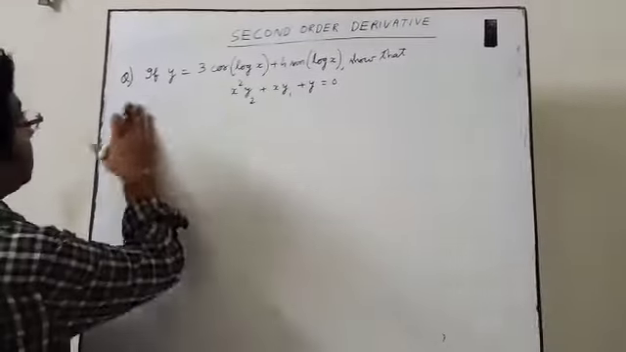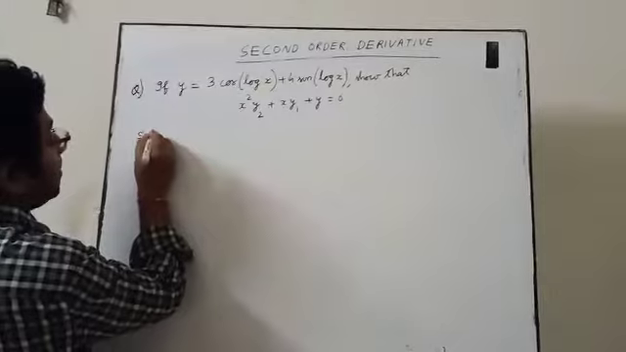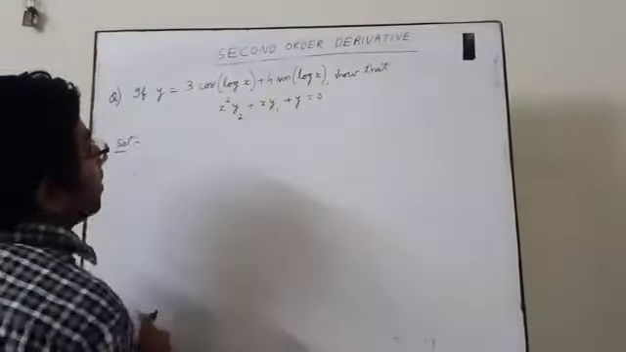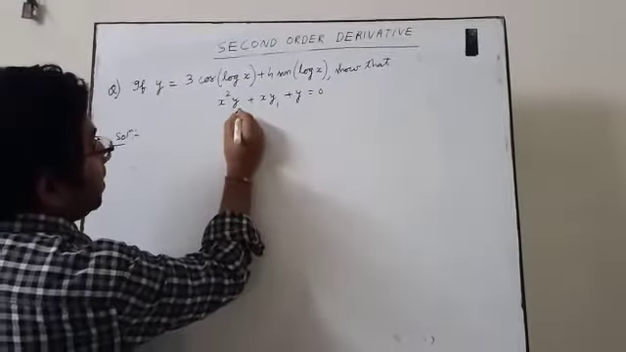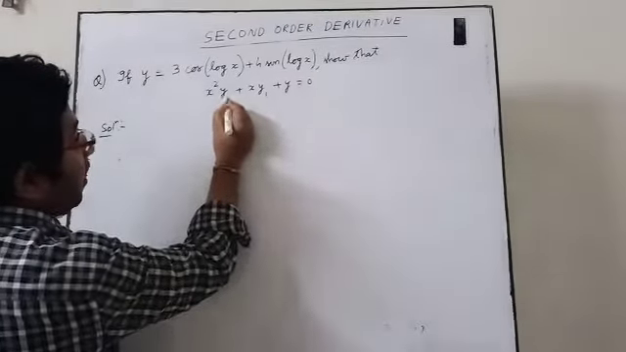Okay, let's come to this question. If y equal to 3 cos log x plus 4 sin log x, show that x square y2. In the first video, I have told you about y2.